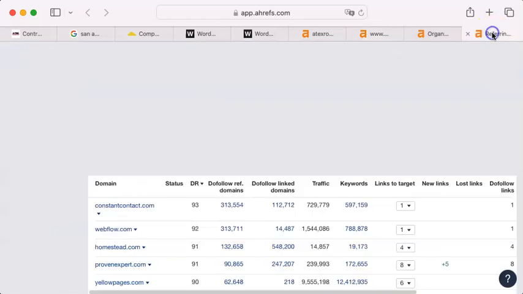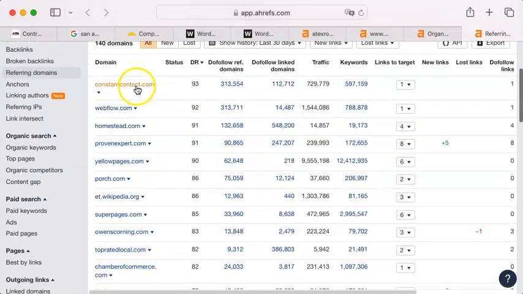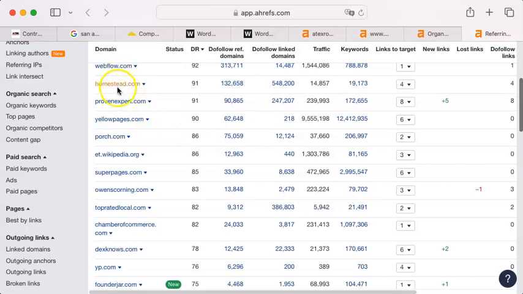Here are the sites that they are on. Well, Constant Contact, that's kind of a, I don't even know how to describe it, but Homestead is one that is roofing related. Proven Expert, Yellow Pages, Porch.com, Super Pages, Wikipedia. How'd they get on that? That's a good one. Owens Corning, because obviously they use Owens Corning products. If you use GAF or Owens Corning, you can probably get on their sites too. It would be worth it.